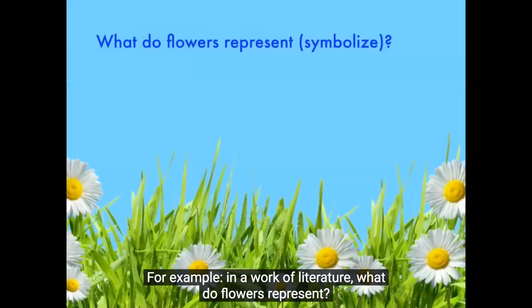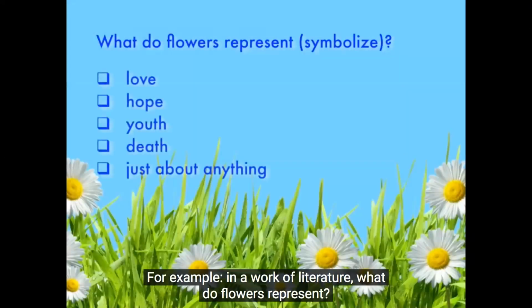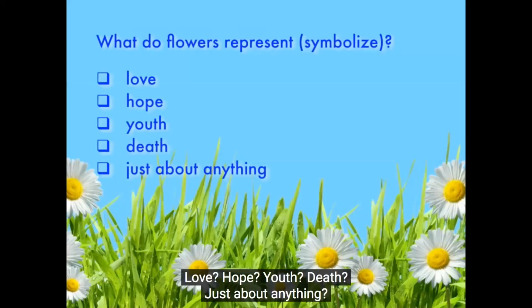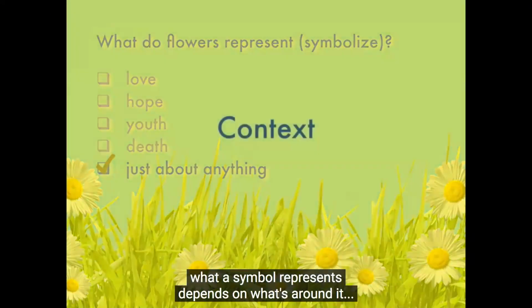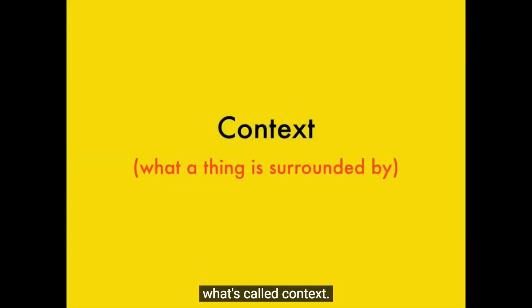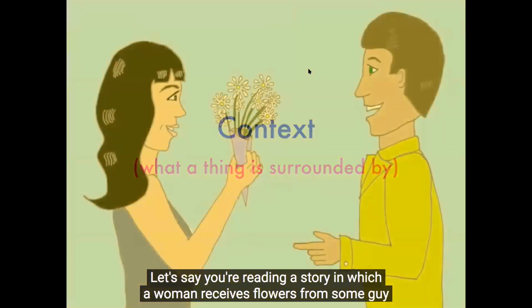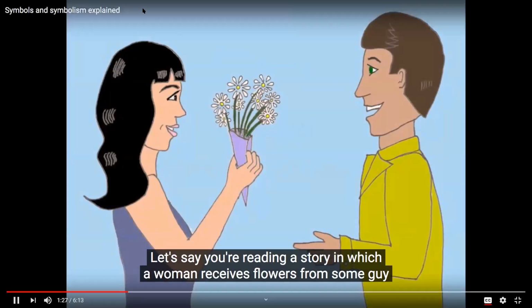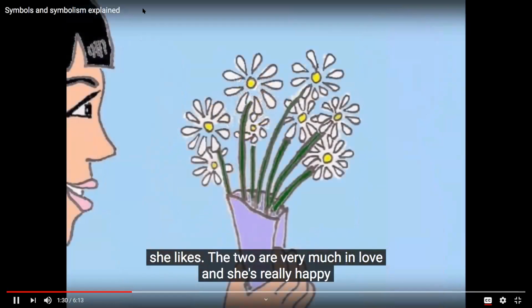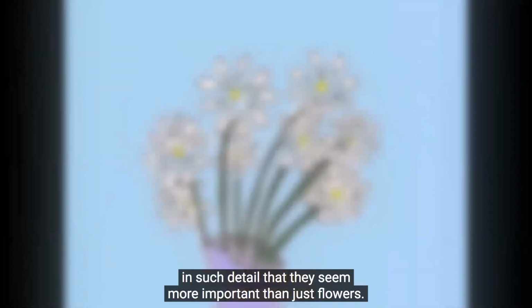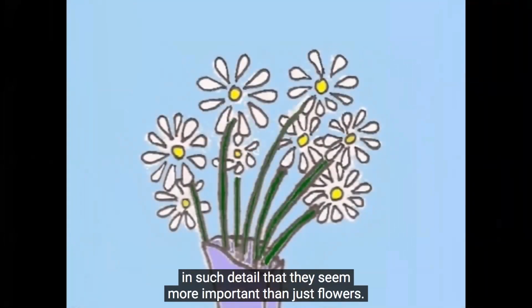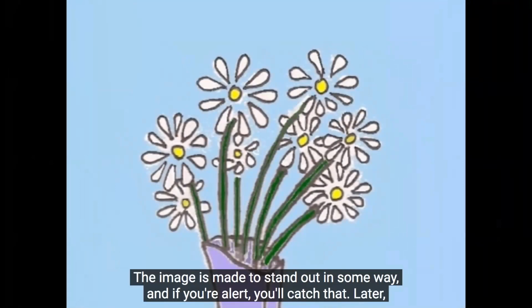For example, in a work of literature, what do flowers represent? Love, hope, youth, death, just about anything? The best answer is just about anything, because what a symbol represents depends on what's around it, what's called context. Let's say you're reading a story in which a woman receives flowers from some guy. The two are very much in love, and she's really happy about getting the flowers. The author describes the flowers in such detail that they seem more important than just flowers. The image is made to stand out in some way, and if you're alert, you'll catch them.